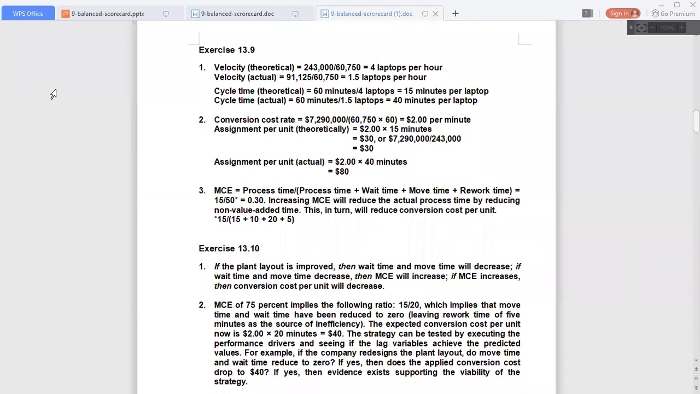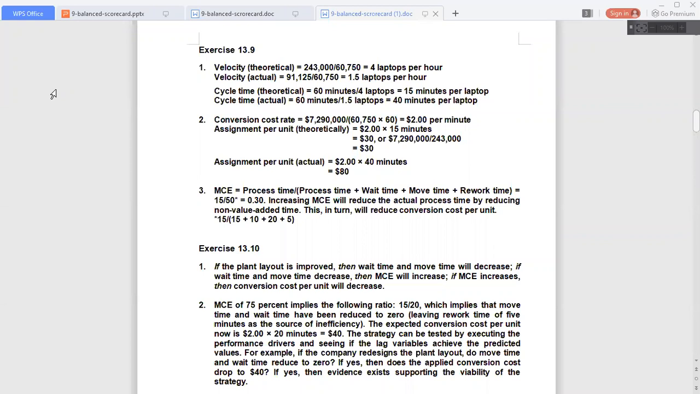In addition to the processing minutes per unit used, the production of the laptops uses 10 minutes of move, 20 minutes of wait, and 5 minutes of rework. And all work is done by cell workers. So for requirement number 1, we now compute for the theoretical and actual velocities per hour and the theoretical and actual cycle time, minutes per unit produced.